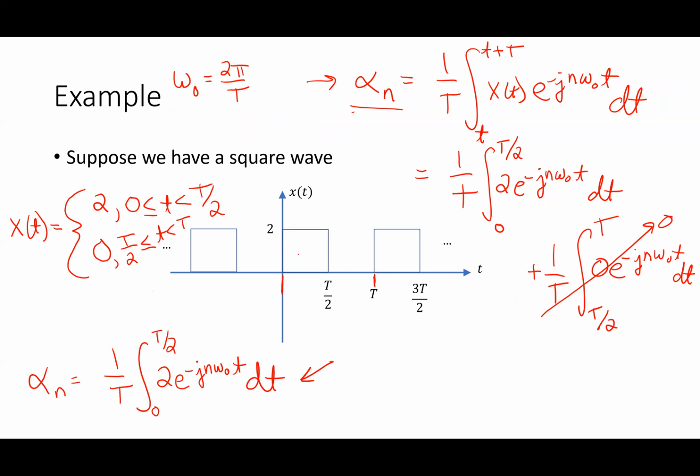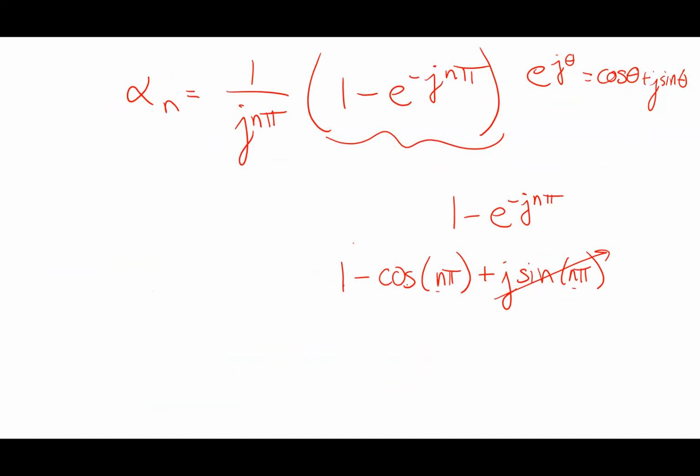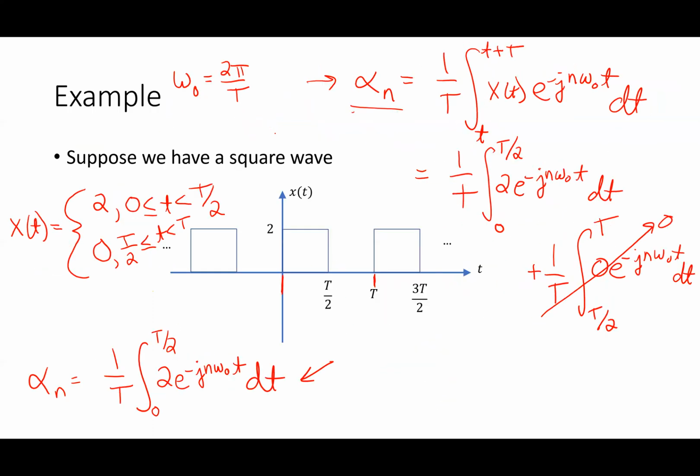So just by inspection, if this was my waveform, what should alpha 0 be? Not infinite, right? If I plugged n equal to 0 into this, there's an n in the denominator, and that's going to make it infinite, but that's sure as heck not what it is. So what is it actually? Just by inspection, looking at that waveform, what should it be? 1. The average value of that waveform is 1. So alpha 0 is really equal to 1.